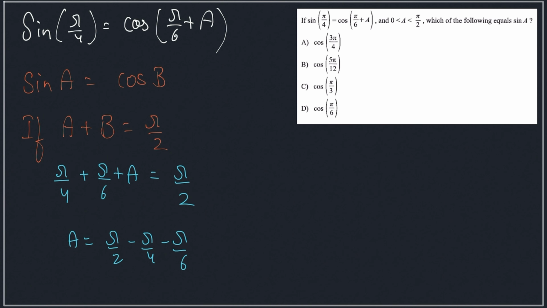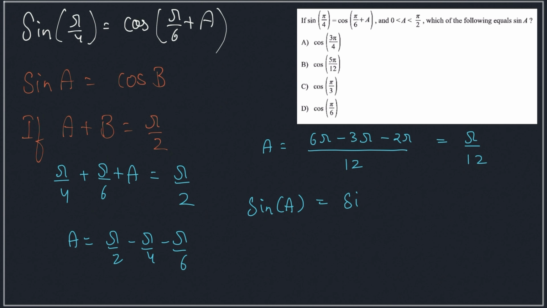We can solve this by taking the lowest common multiple of 12. In the numerator, we will get 6 pi minus 3 pi minus 2 pi, which will give us pi over 12. Now we can easily find sine of angle A, or sine of pi over 12.